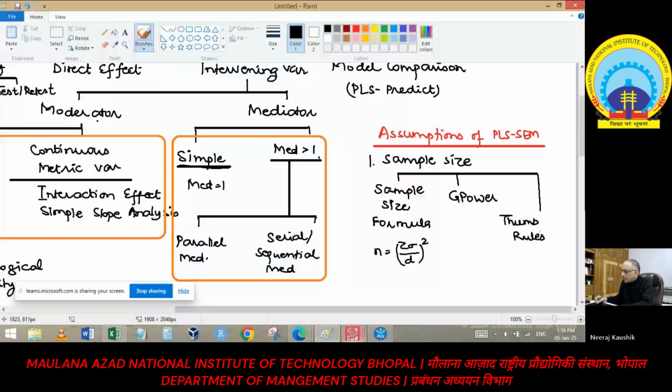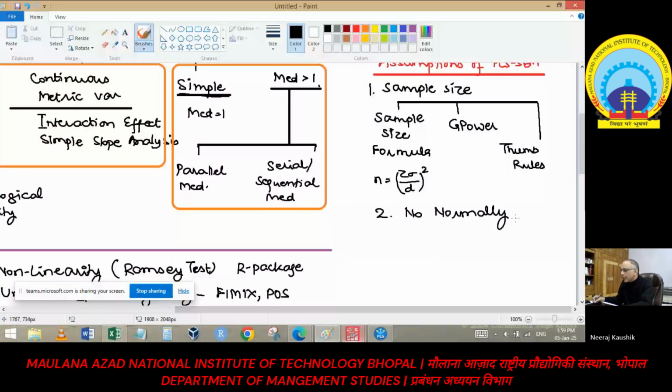The second point, it can work with no assumption of normality. Even if you don't have normally distributed data, there is no such assumption of normality in PLS-SEM. So don't worry about that. Actually, people write, and I made a playlist of this; in that, probably the first or second video is why we should use PLS-SEM. You must write some reasons for the same.